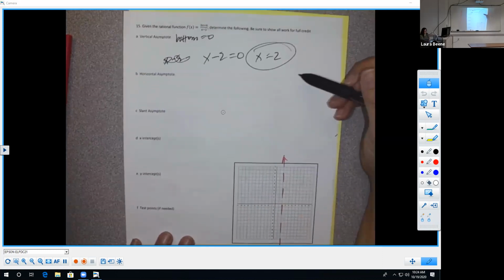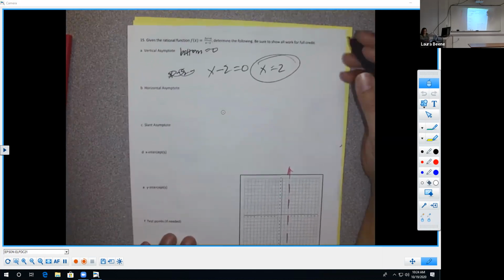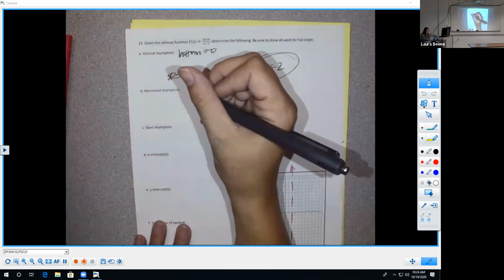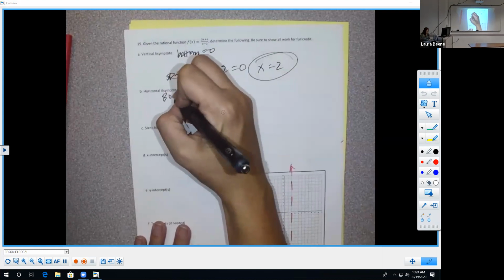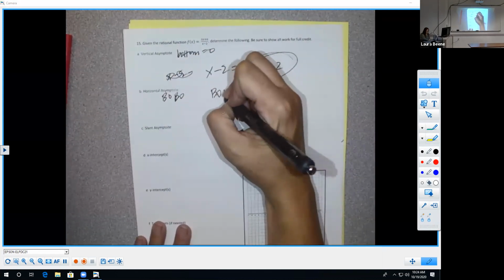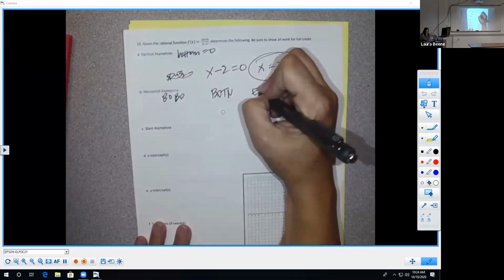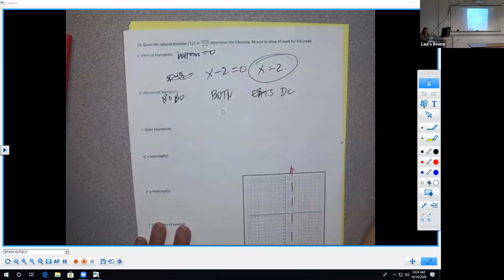Okay, so horizontal asymptote. How do you find a horizontal asymptote? It's the BOBO BOTN EATS DC. So you need to know the degree on top and the degree on bottom.